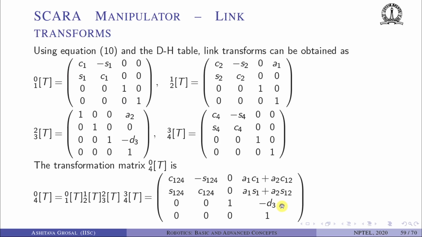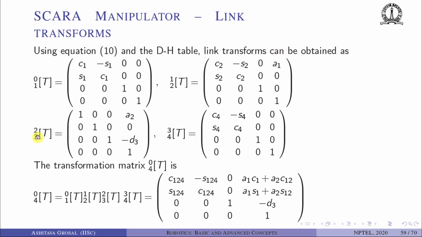And again, we can easily find each of these link transformation matrices. For example, 0, 1, T is nothing but cos theta 1, minus sin theta 1, and the last row is 0, 0, 0, 1 and so on. 1, 2, T is like this. It is C2, minus S2. All we do is take the elements of each row and substitute in the general link transformation matrix formula. So A1 will show up here. A2 and minus D3 will show up here.